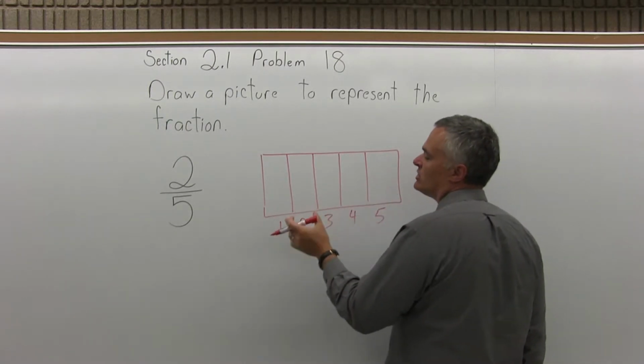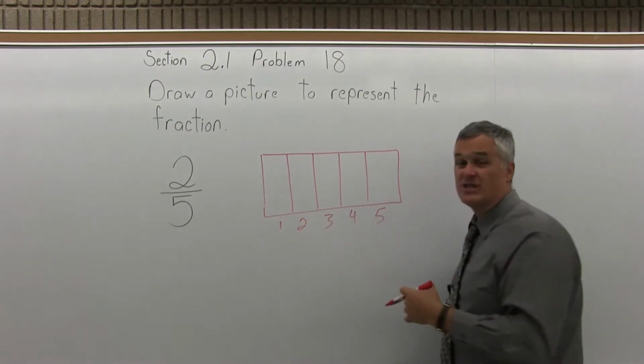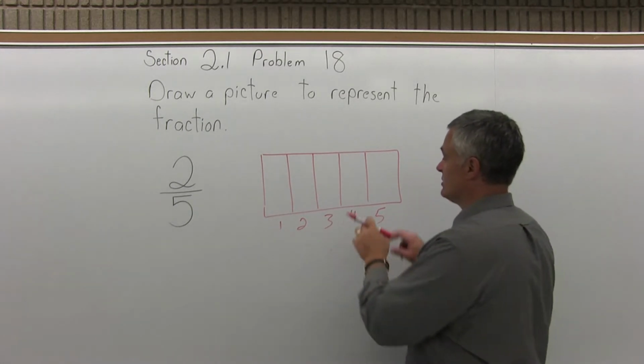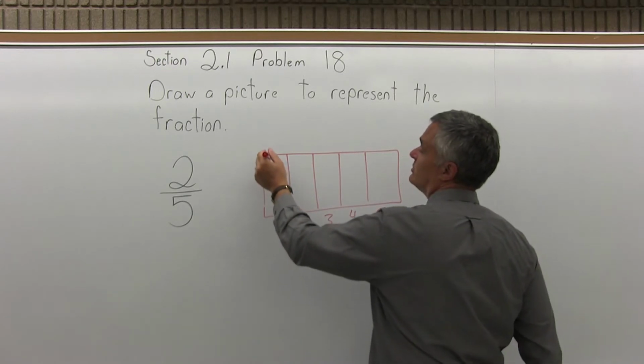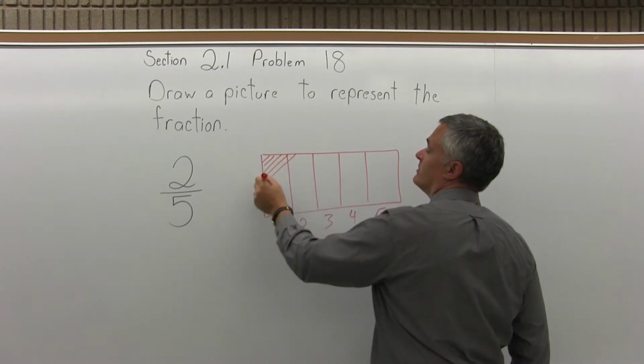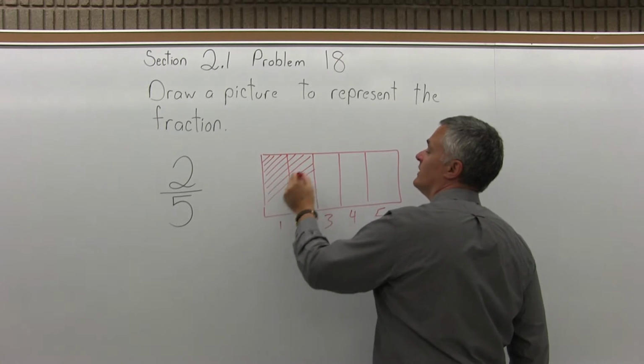And then you can shade in any 2 of those parts. So it's sort of natural to shade in the first 2, though you can shade in the last 2, the first and the last, some combination of any 2. As long as you shade in 2 of them, that would represent the fraction 2/5.